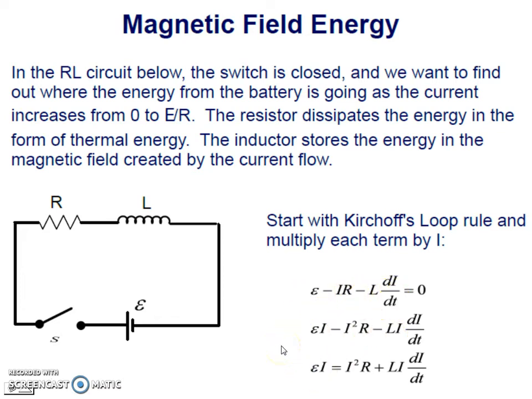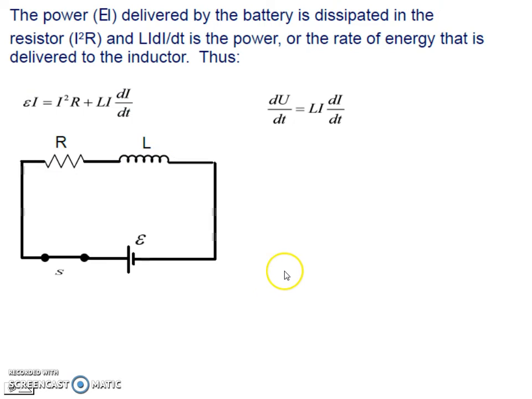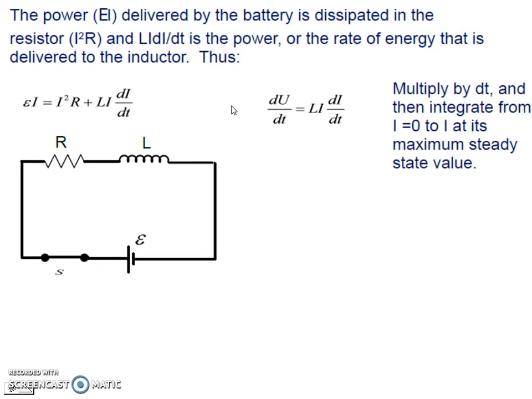Why would you do that? Well, let's take a look. I times EMF, that's I times delta V, that's power. I squared R, that's power. That means that this term here must be power, or the rate of change of energy. dU dt equals L i di dt.